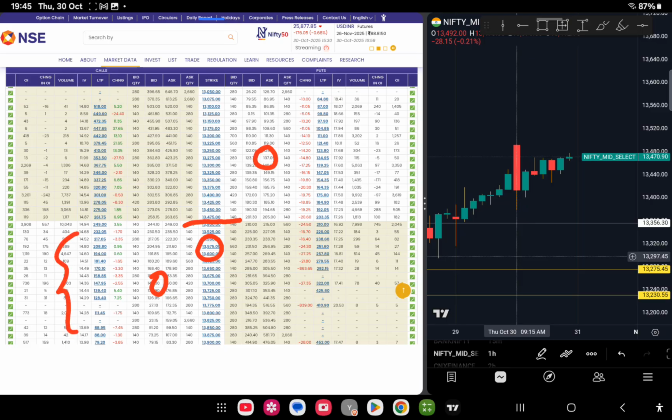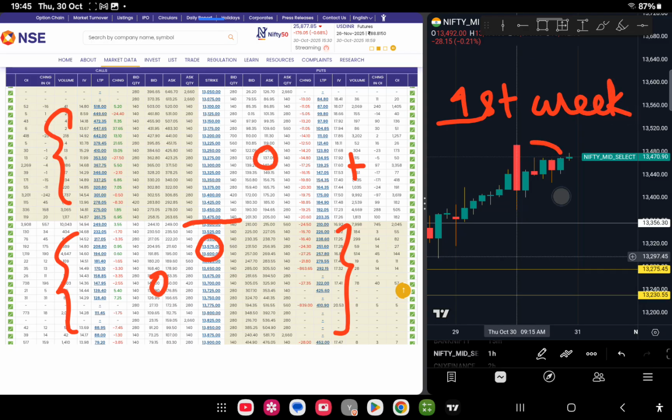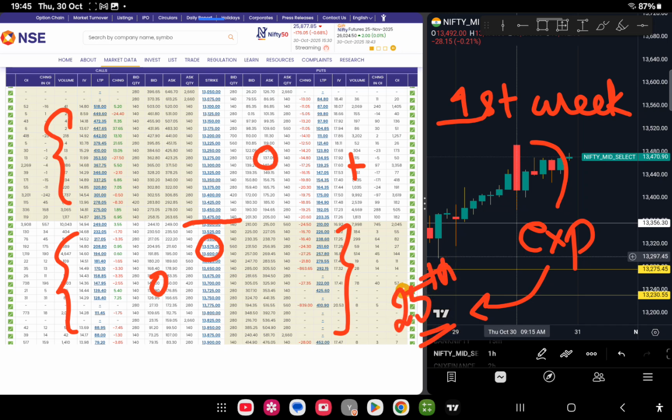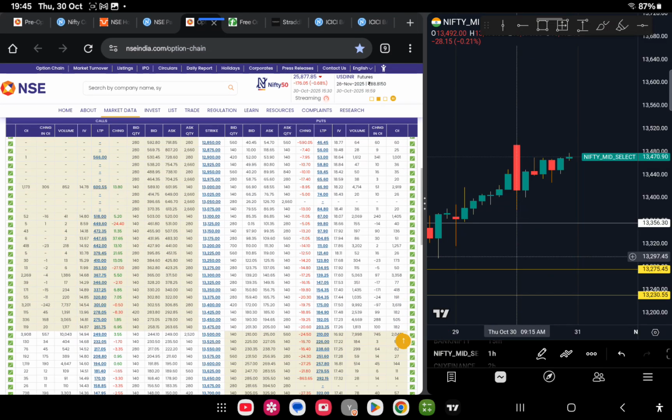One is not having enough OI. Here OI is built up, and then you could see the decay was positive, and here also the OI is not very well built up. Since it is the first week and the expiry for November is 25th, we have 25 days more. So yeah, it is trying to slowly pick up. The OI is trying to pick up.